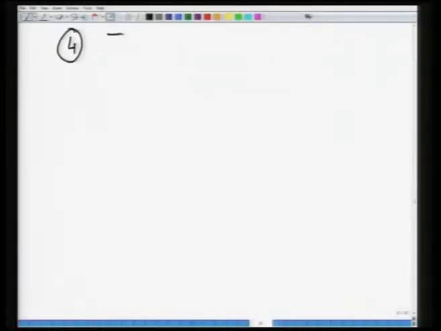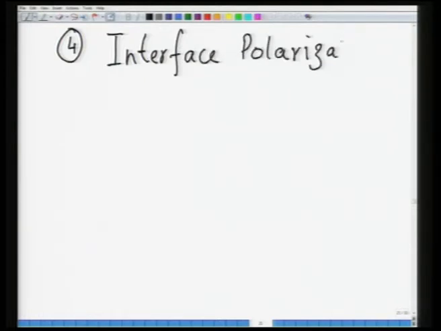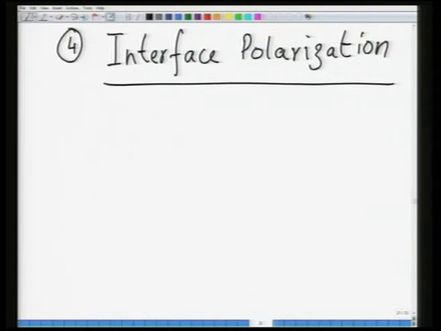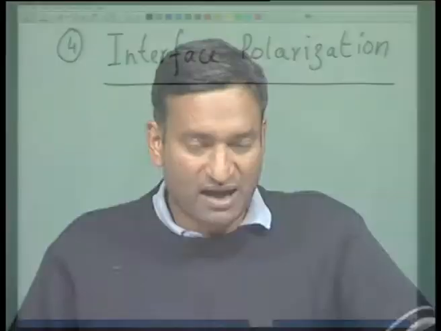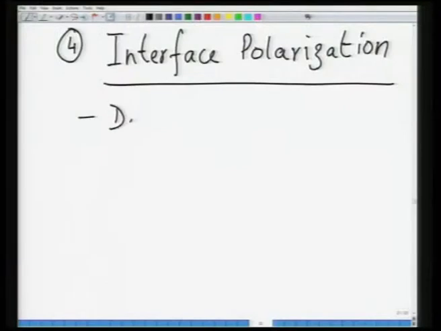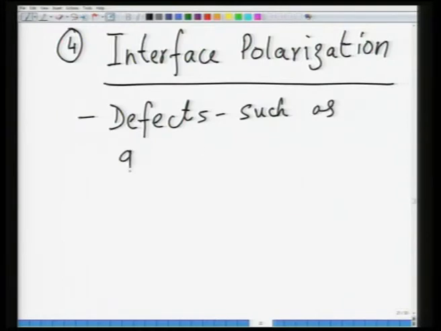And the fourth one is interface polarization. Now, you might be wondering what is this. This is because most of the materials in practice have defects, such as, so you can name the defects. It could be grain boundaries, it could be porosities.